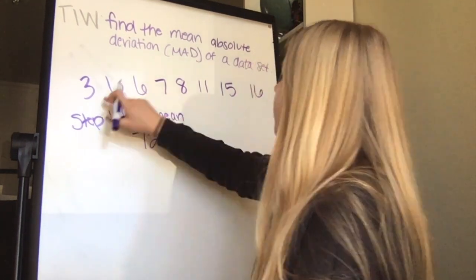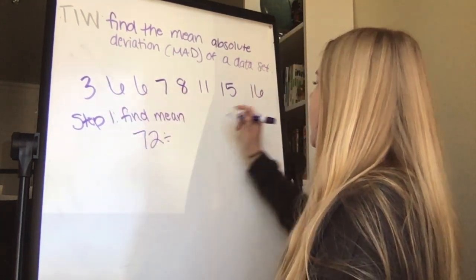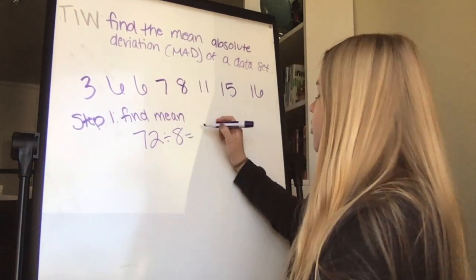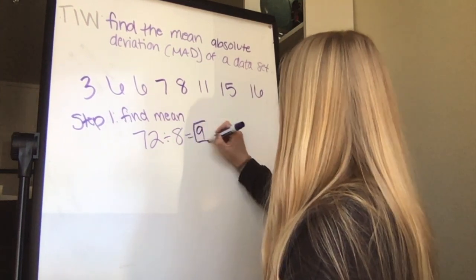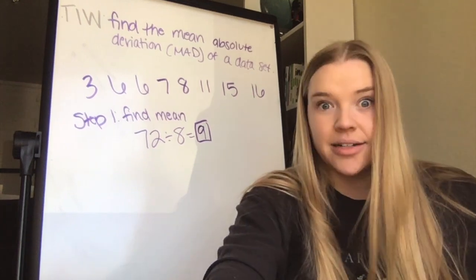72 divided by 1, 2, 3, 4, 5, 6, 7, 8. 72 divided by 8, which would be 9, so my mean here would be 9.